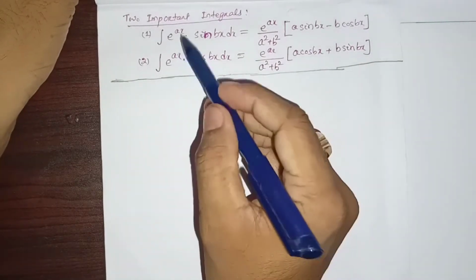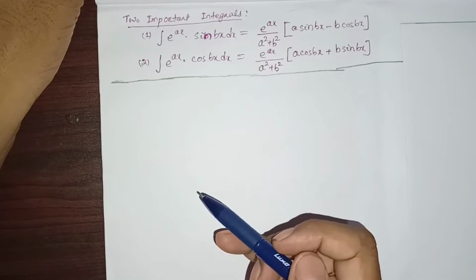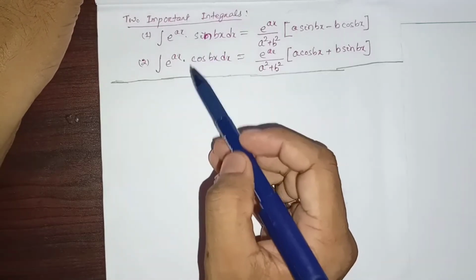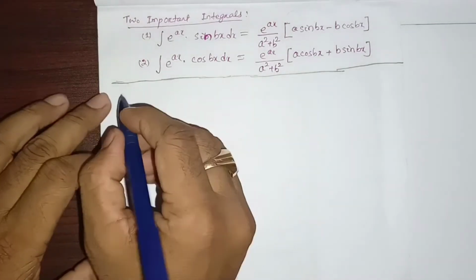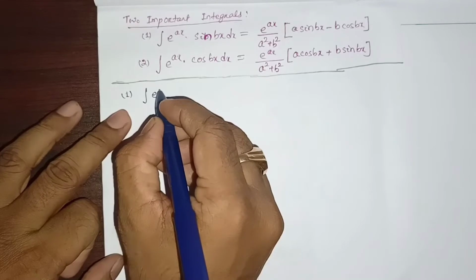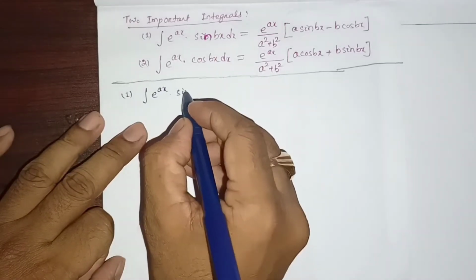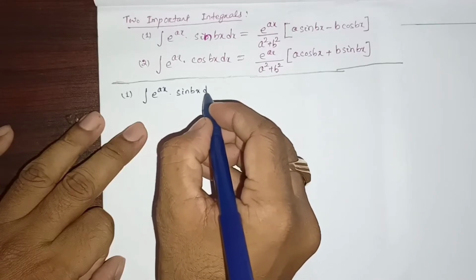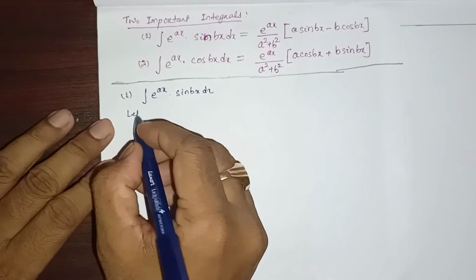See, these two integrations you have already studied at your plus 2 level, but maybe you have forgotten, so only for that you can write them in your note. Okay, so first we are going to do the integration e to the power ax into sine bx into dx in detail. Let's see how we are going to solve it.